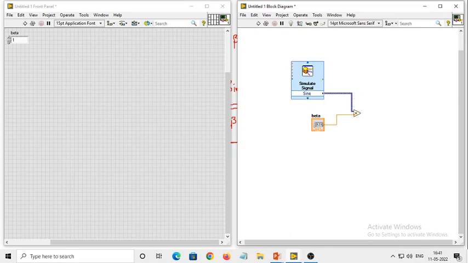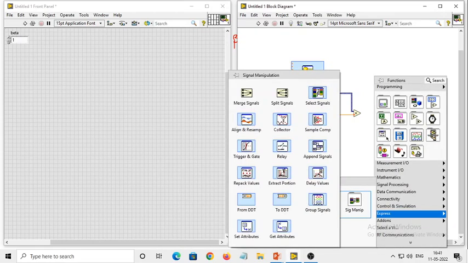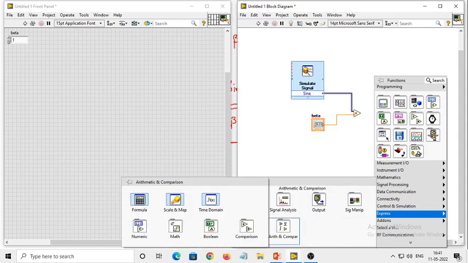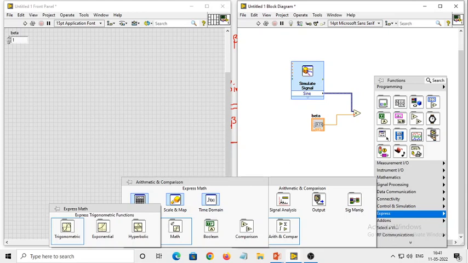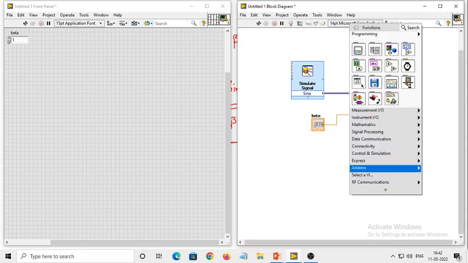The next thing we need to do is apply this to our cosine and sine blocks. So we cannot directly use these simulate blocks. We need to use separate cosine and sine functions that are available as part of trigonometric functions in the Express library. So let me show you how to go to that. Right click, Express, arithmetic and comparison, then math, then trigonometry. So in this you need to use these two to build cos of beta sine 2 pi fmt and sine of beta sine 2 pi fmt. Let me take cos and also sine in the same way.